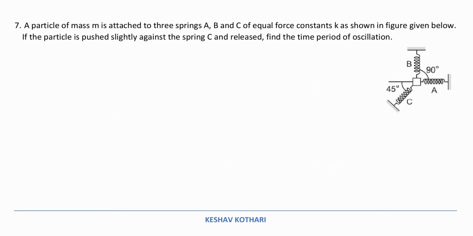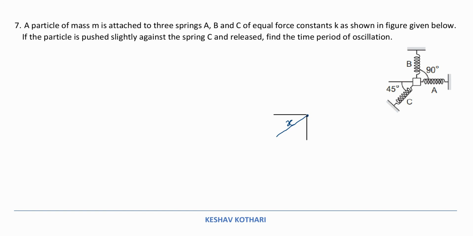So the first thing is we need to find out what is going to be the elongation in the other two springs. If the block which was at this position initially is displaced by a distance x in this direction, then the elongation produced in B is in this direction and the elongation produced in A is in this direction. So these are the two aspects which we need to understand.